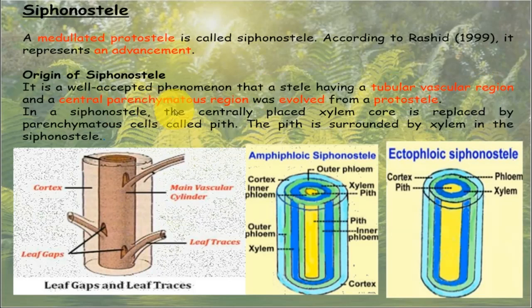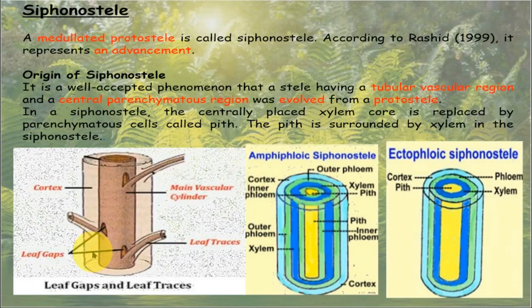The central parenchymatous region evolved from a protostele. In a siphonostele, the centrally placed xylem core is replaced by parenchymatous cells called pith, and the pith is surrounded by xylem. It is different from protostele, where the central core is xylem, but here the central core is parenchymatous cells, that is called pith. Around that is xylem, and around that is phloem.